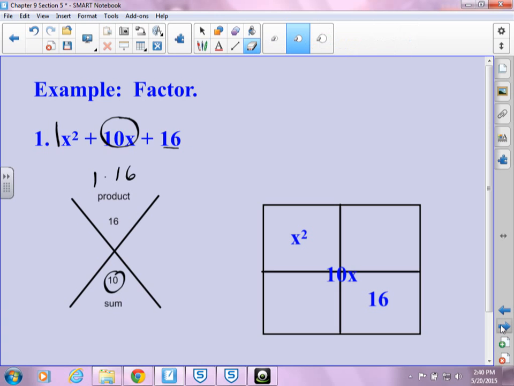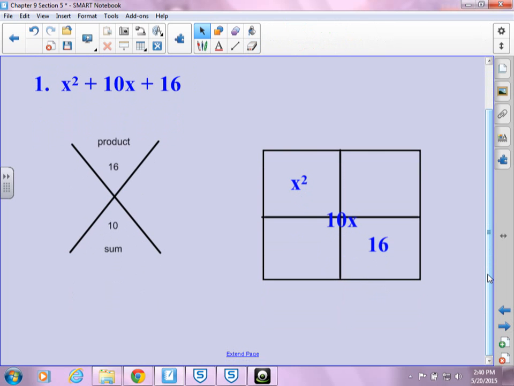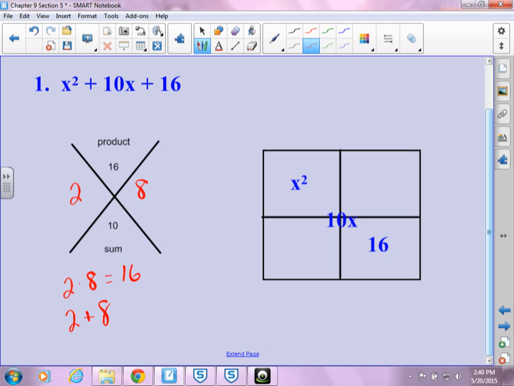Once we established that and got that set up, we said, well, what two numbers, when I take their product, give me 16 and their sum is 10? And if you remember, we talked about 2 and 8. And remember, 2 and 8 can flip-flop. They can exchange each other. So underneath the x, we're going to go 2 times 8, which is 16, and 2 plus 8 is 10. And you'll notice it works.